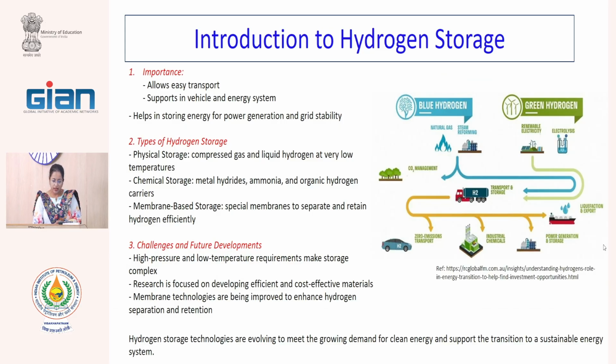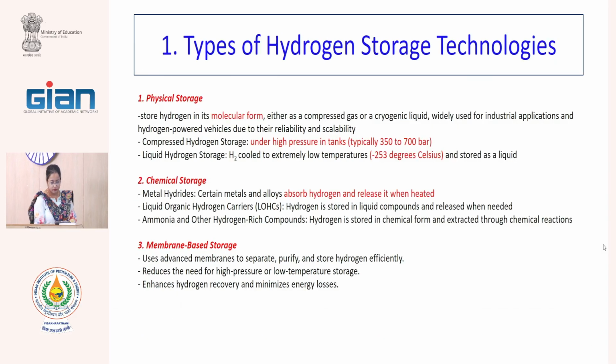Now, let us see a little more detail about these three types of storage. Generally, hydrogen is stored in physical storage in the molecular form. Typically the pressure requirement is very high, 350 to 700 bar.